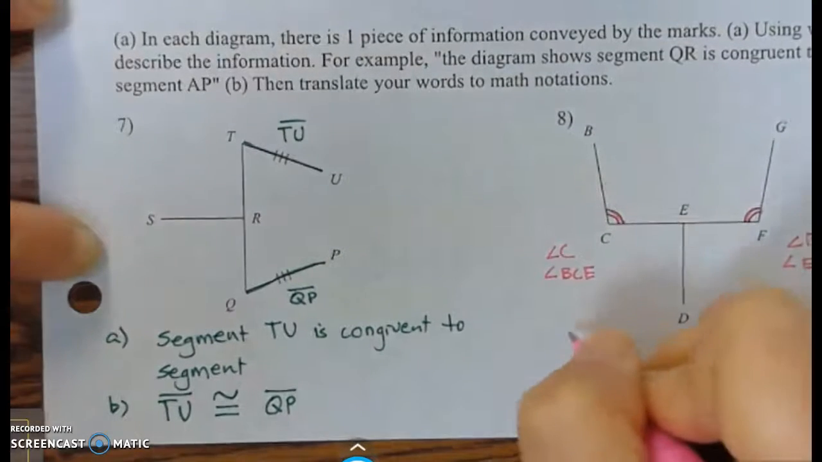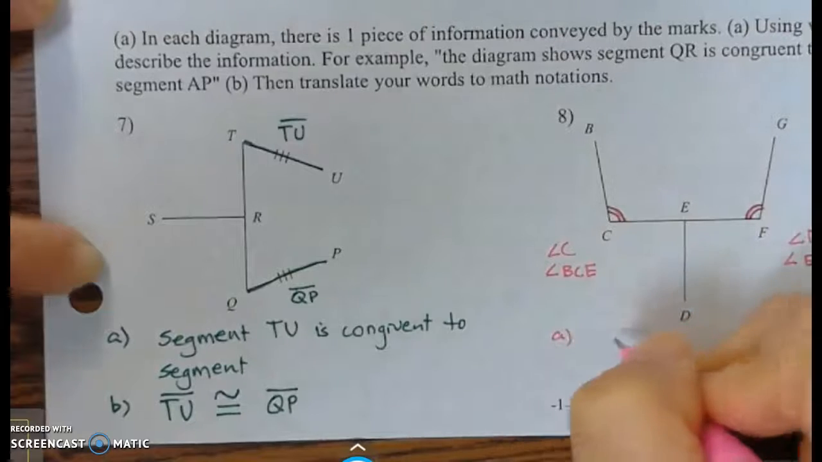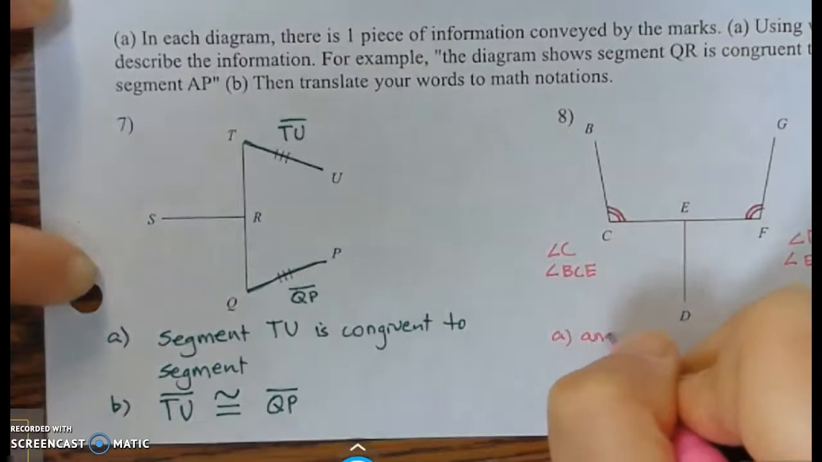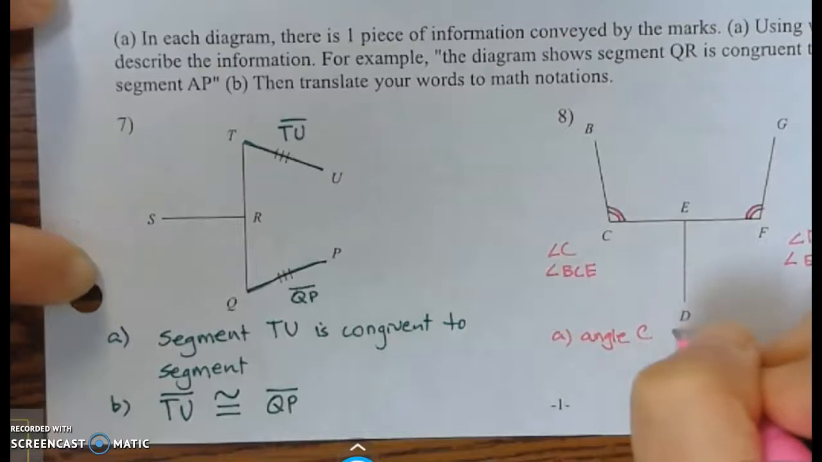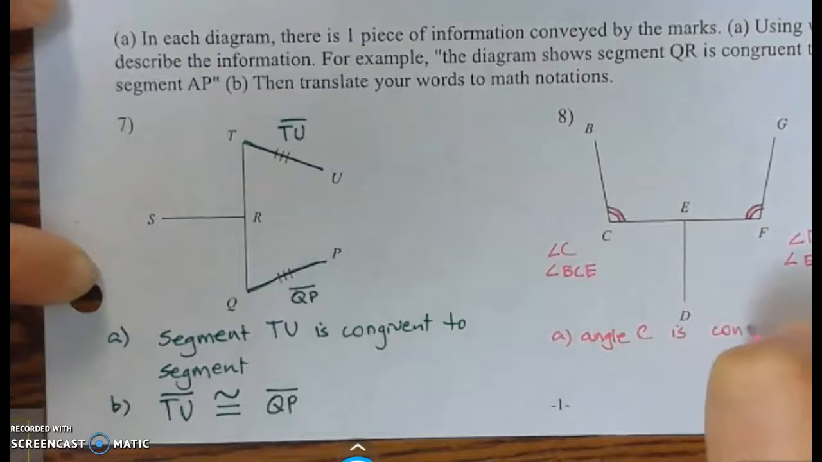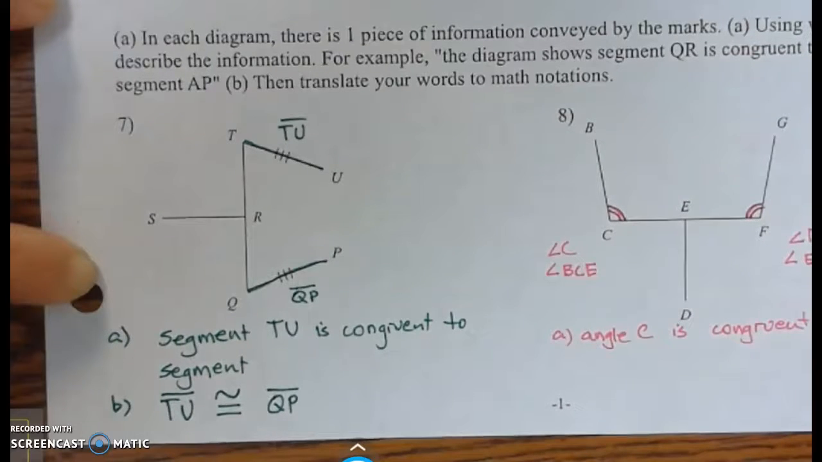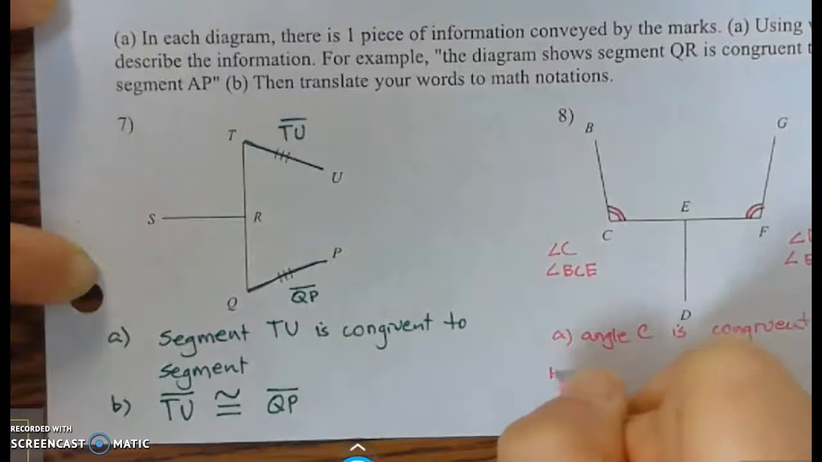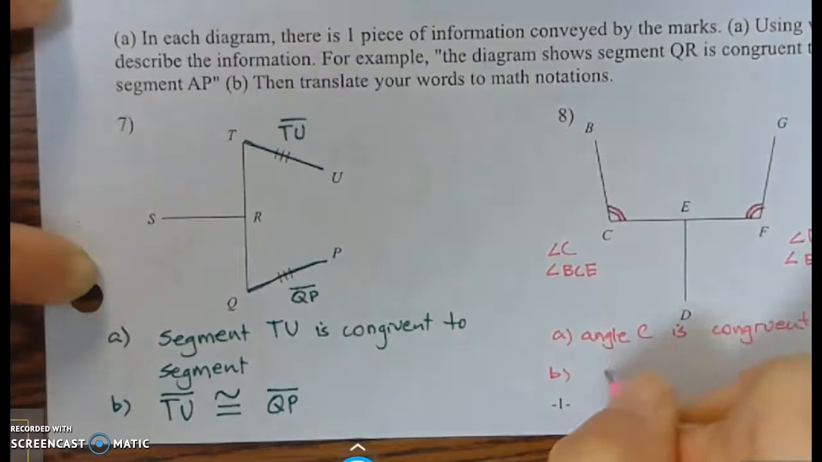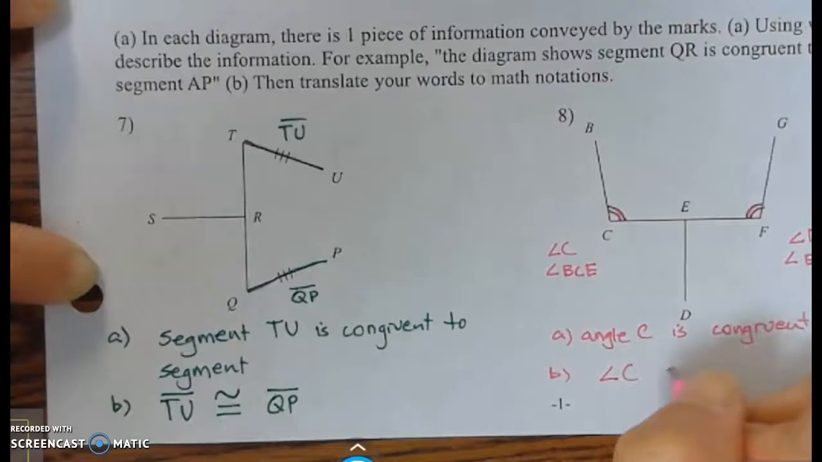So what is the information that we're given? It's that angle C is congruent to angle F. And how do I write that using mathematical notation? I can write angle C is congruent to angle F.